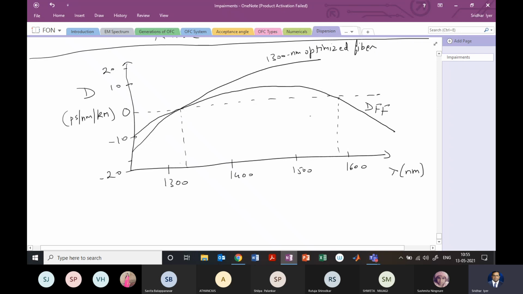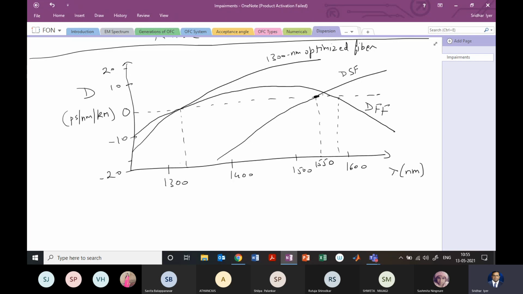If you have a dispersion shifted fiber, then it looks something like this. So you get almost zero dispersion at 1550 nanometer here, and therefore the dispersion shifted fiber is the one which is the most popular, and there are different variants of this dispersion shifted fiber, right? But for us in this course, it will be the dispersion shifted fibers which are the most popular.